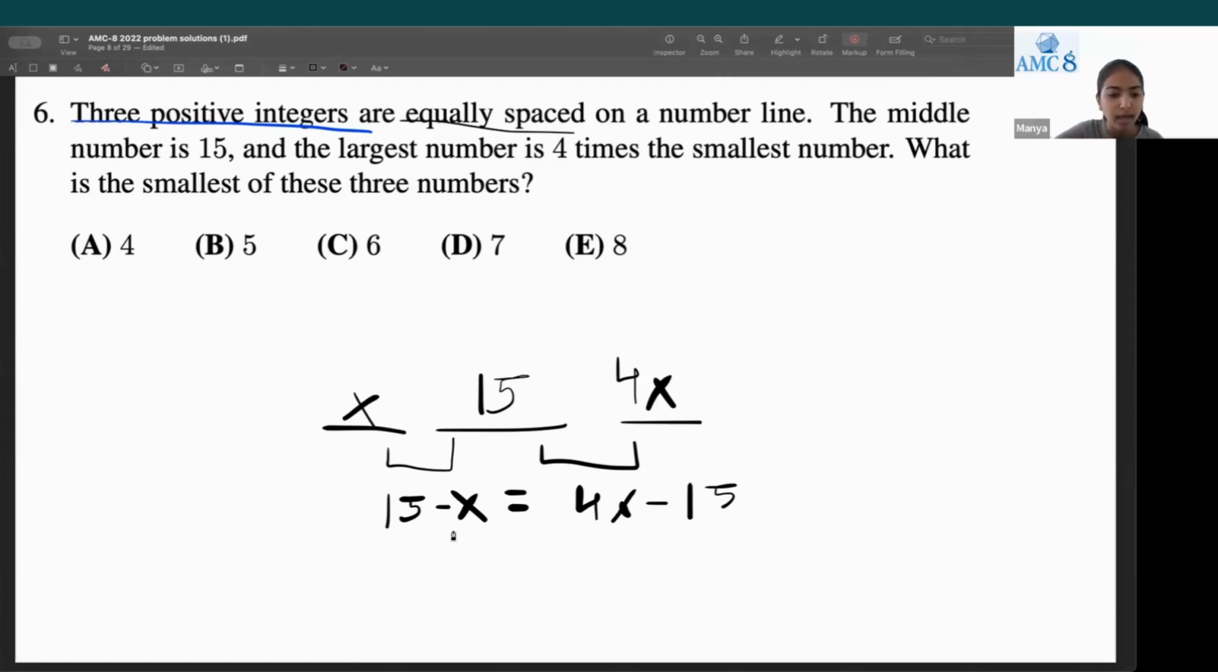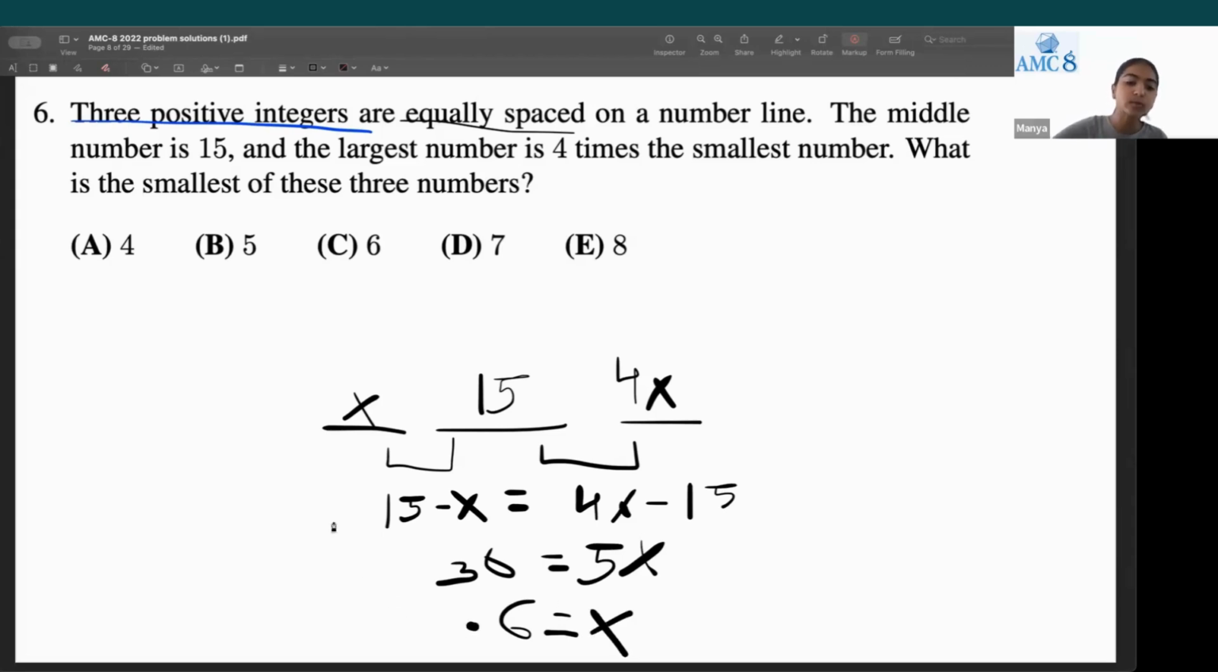And so we can just solve this. We can add x on both sides, and we're going to be getting 15 is equal to 5x. Add 15 on both sides, and we're going to be getting 30 equals 5x. And to find what x is, we can just divide by 5, and we're going to be getting 6 is going to be equal to x.